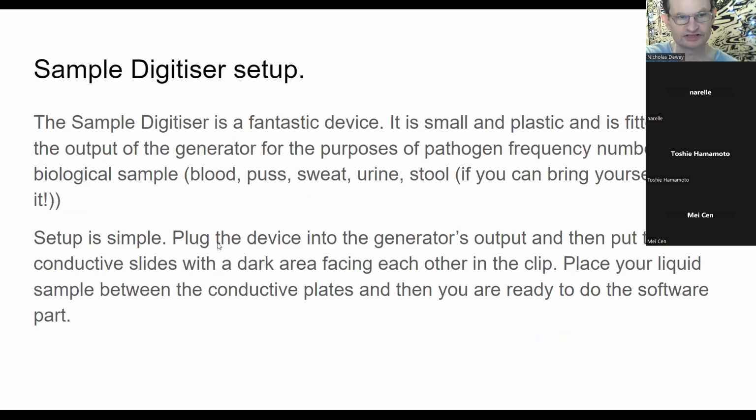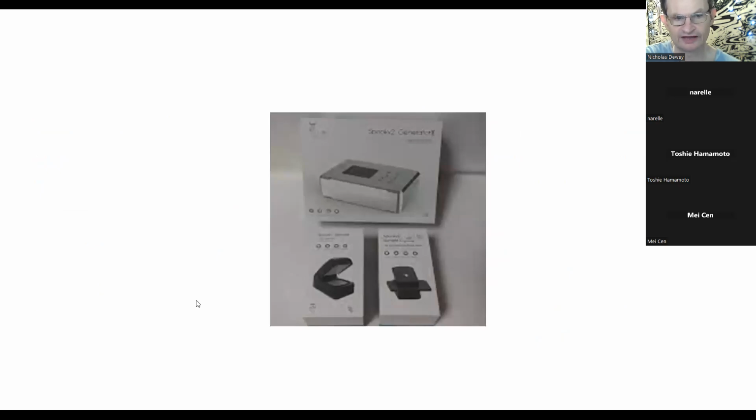Now with Sample Digitizer, obviously the device is great. If you get a sample of any biological goo coming out of your body, you can place it between the slides and find the pathogen numbers of that stuff. Plug the device into the generator's output and then put the two conductive slides with the dark area facing each other in the clip. Place your liquid sample between the conductive plates and then you're ready to do the software part. And that's what the sample digitizer and the remote and the Generator X Pro look like in their boxes.